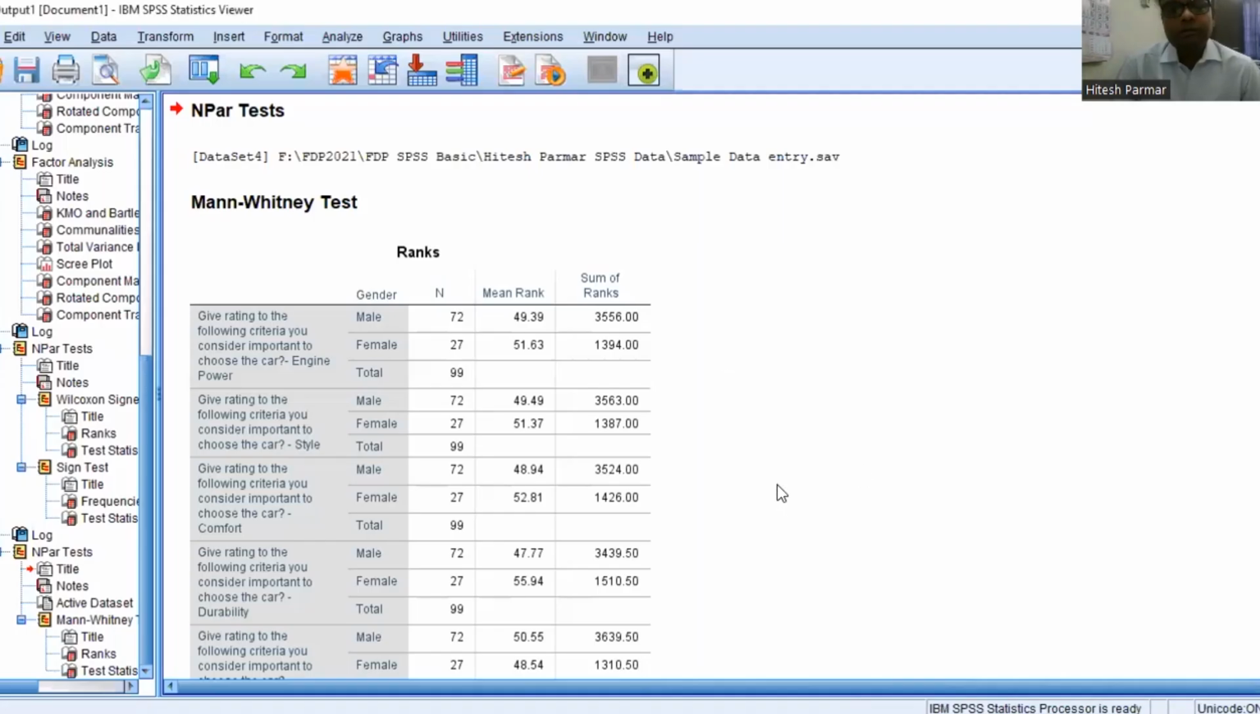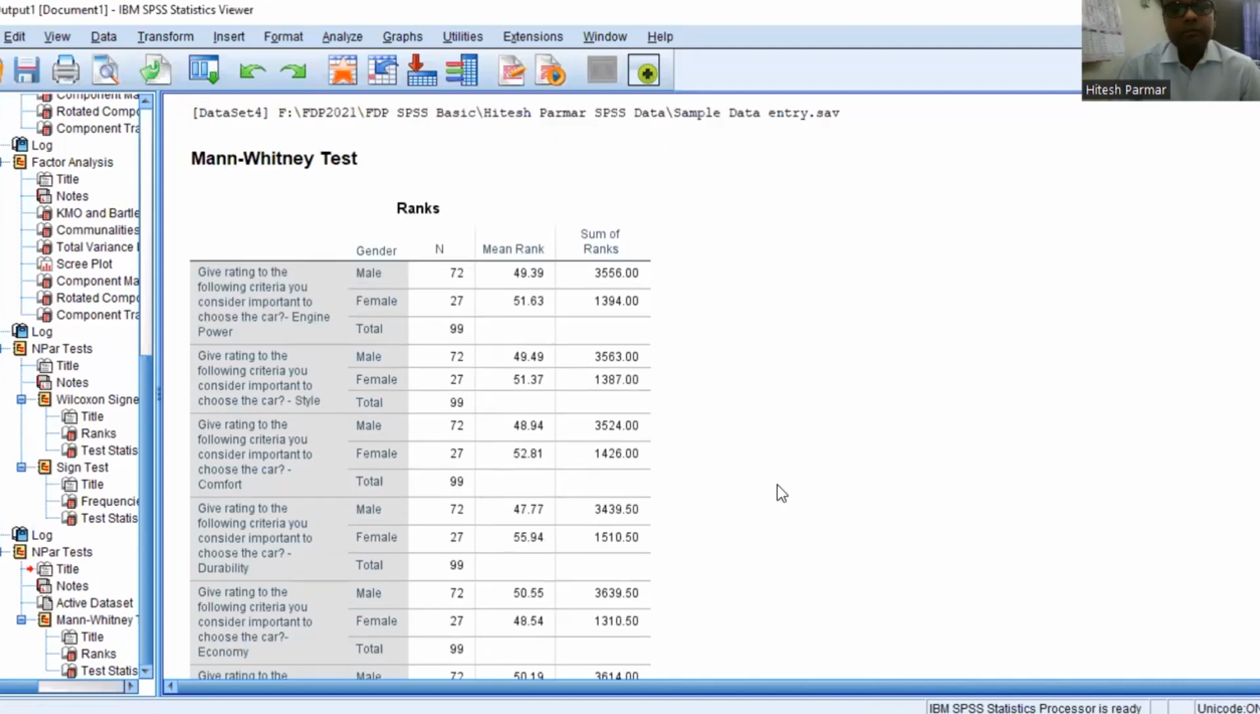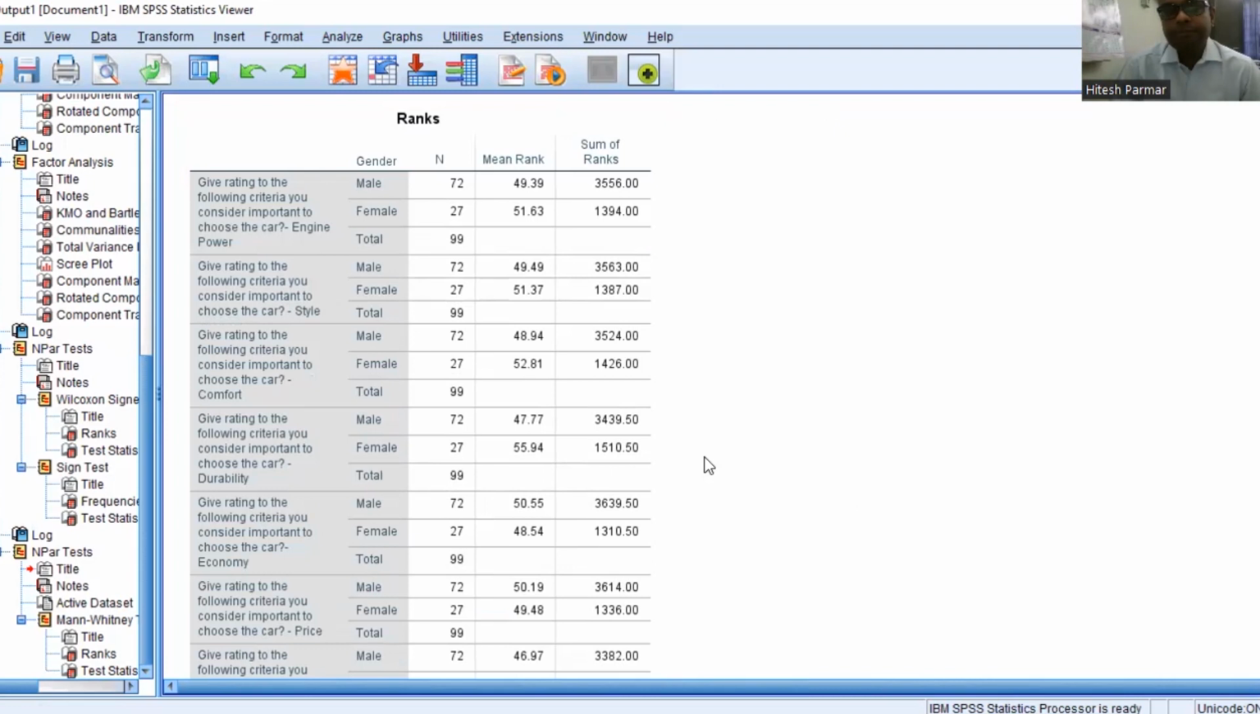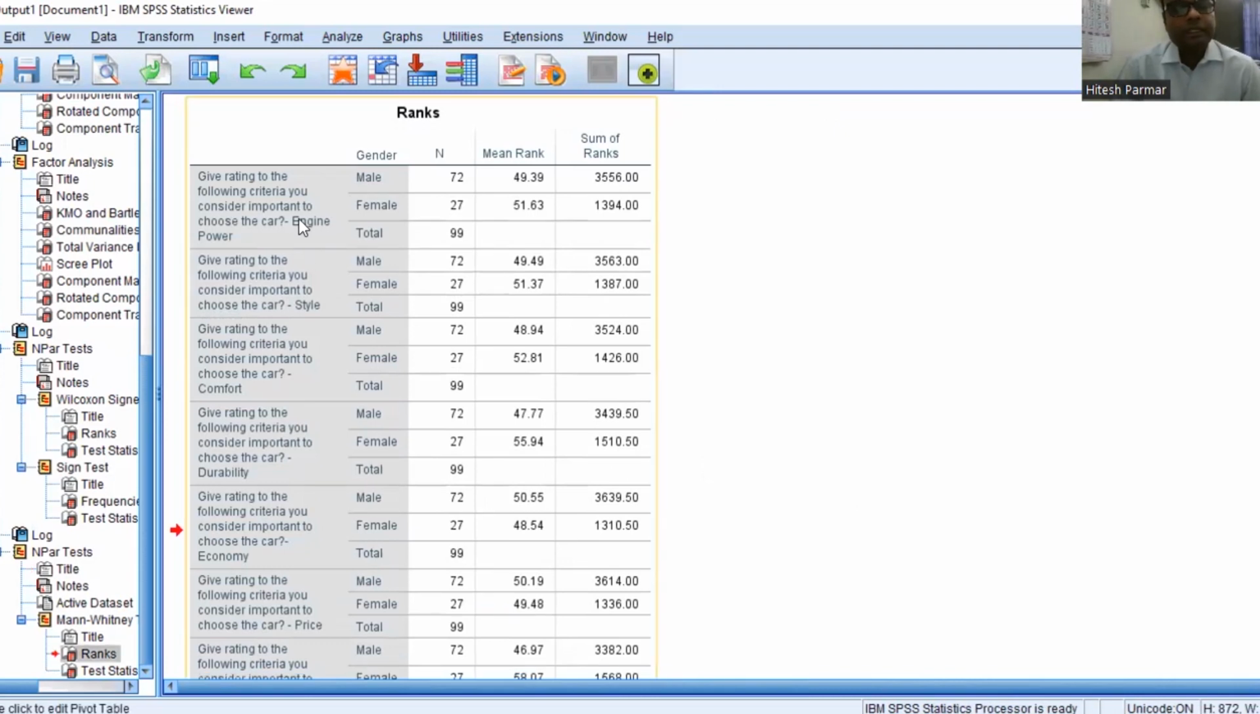So one by one we can consider these. There are so many hypotheses that we have tested. The first one is engine power. So what will be our null hypothesis for this rating with engine power? It can be: there is no significant difference in the rating of this engine power between male and female respondents. So this is our null hypothesis.